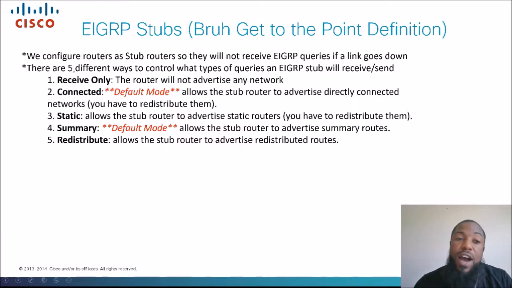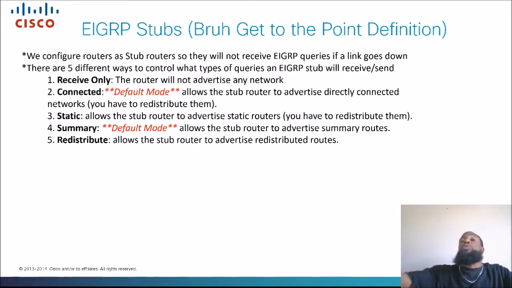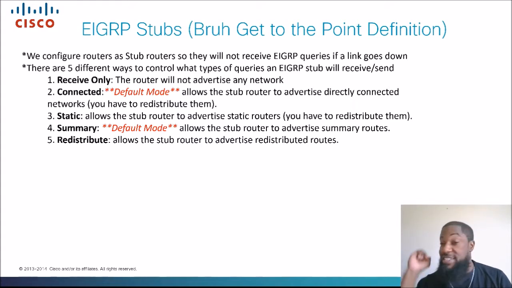But there are five different ways we can control who receives what queries or EIGRP updates, right? So there are five different ways to control what types of queries EIGRP will send or receive. There's one, receive only. The router will not advertise any network. So if we declare a router to be receive only, he's just going to receive EIGRP updates, but he's not going to share his routes, basically. He's just going to be like, I don't know any other ways to get to the supermarket. Can you tell me some ways to get to somewhere else? Even though he knows how to get there, he's just not going to advertise them. That's what receive only is.